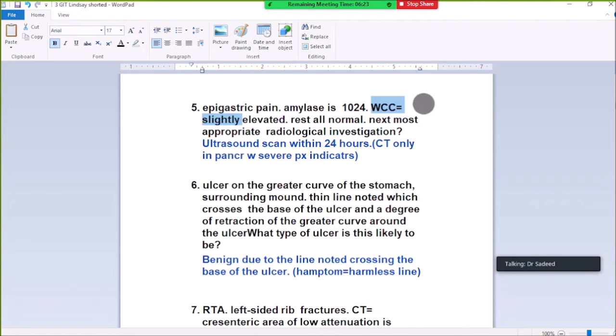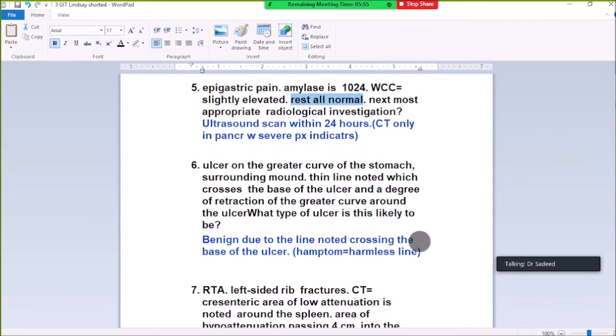Number 5, epigastric pain, amylase is 1024, high. The WBC count is slightly elevated, rest are all normal studies. Next most appropriate radiology investigation is ultrasound scan within 24 hours. Because she has pancreatitis, we do an ultrasound scan, as the WBC is slightly elevated. CT is only for pancreatitis with severe prognostic indicators. In severe pancreatitis, we do a CT scan. But here, the next investigation is an ultrasound scan because the WBC is slightly elevated and rest all tests are normal. So next we do an ultrasound scan within 24 hours.